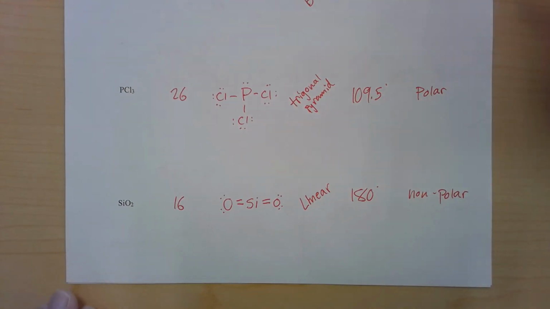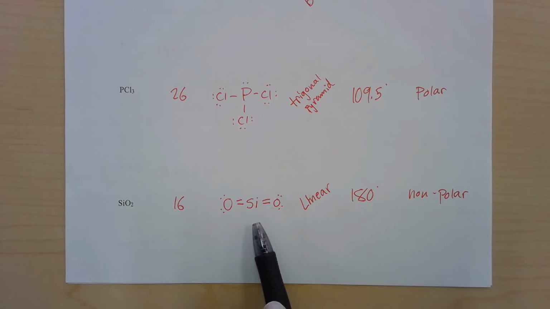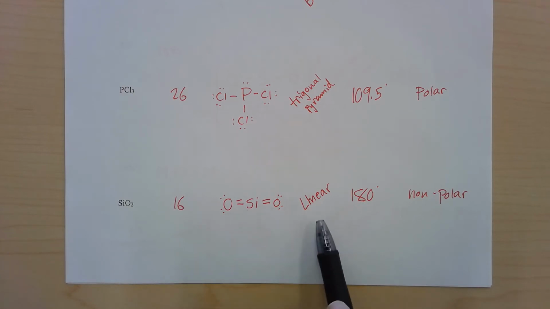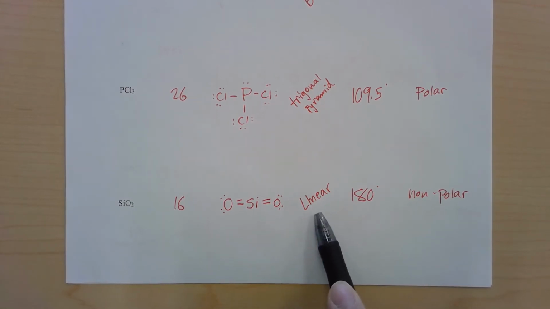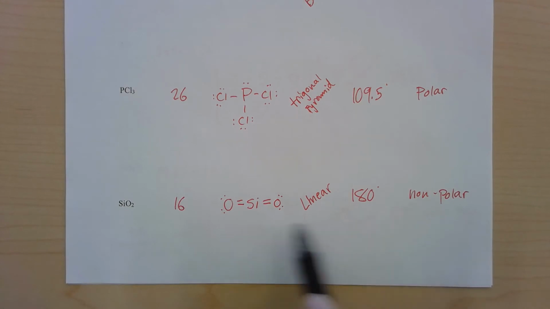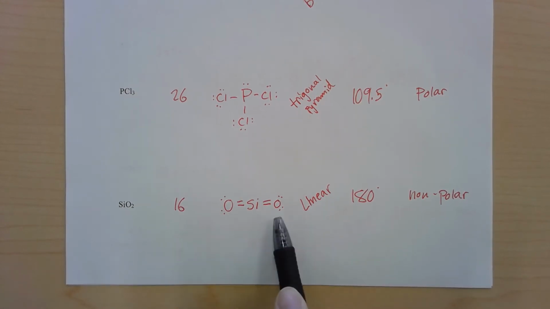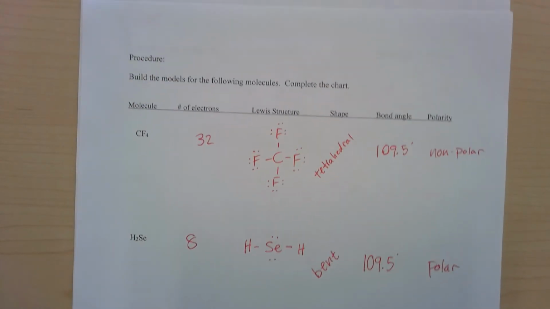Silicon dioxide here at the bottom has 16 total valence electrons. It looks very similar to carbon dioxide because carbon and silicon are in the same group. It has 2 double bonds. That makes it linear, 180 degrees, and it's nonpolar. Most linear molecules are nonpolar as long as the two things on either side of the central atom are the same. Okay, we'll see a difference here in just a moment.